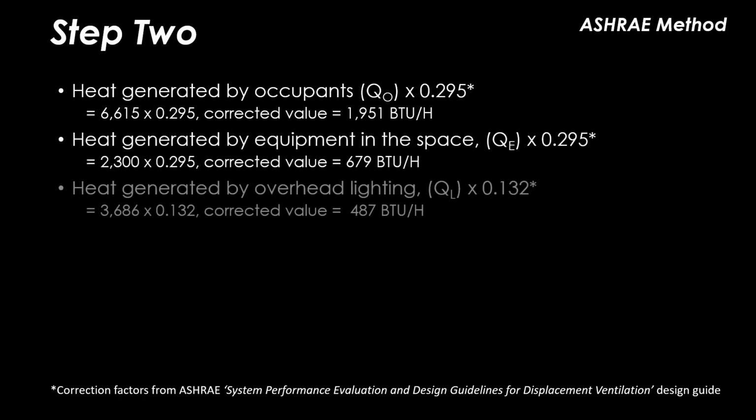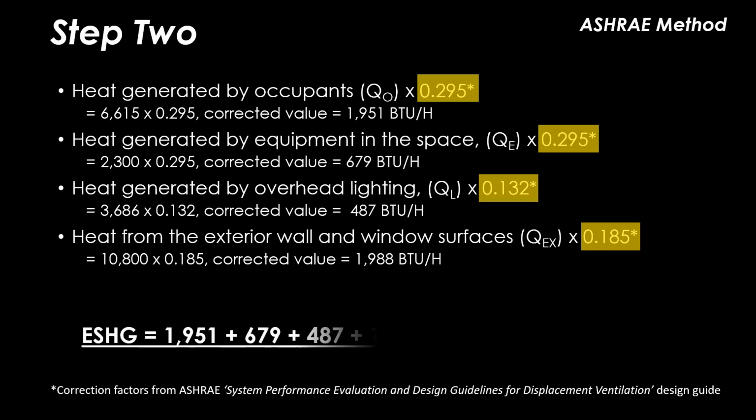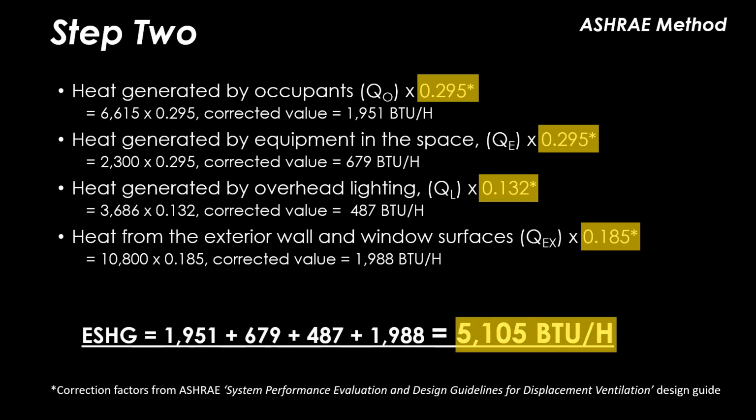Moving on, step 2 requires us to calculate the effective sensible heat gain by applying correction factors to the heat loads in the four categories, using multiplication factors taken from the ASHRAE Displacement Ventilation Design Guide. The corrected values are then added together to give a total effective sensible heat gain in the space, which is 5,105 BTUs per hour for the classroom.